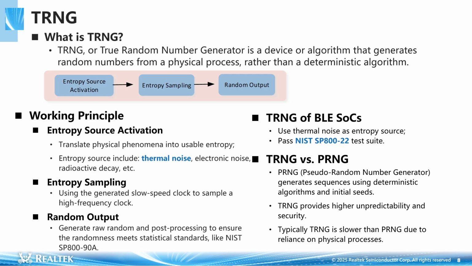Regarding the comparison between TRNG and PRNG, a PRNG, pseudo-random number generator, generates sequences using deterministic algorithms and initial seeds, whereas a TRNG provides higher unpredictability and security. However, TRNGs are typically slower than PRNGs due to their reliance on physical processes.